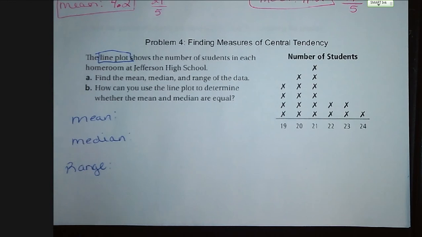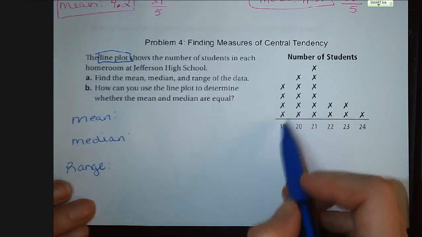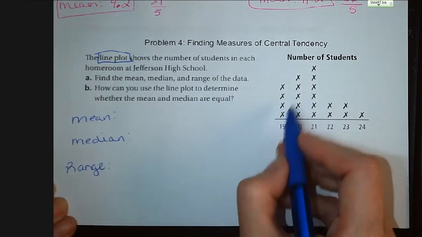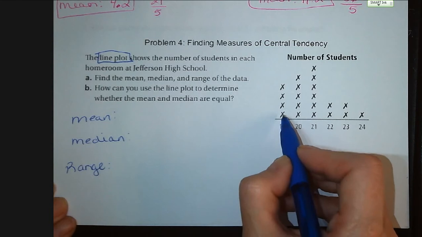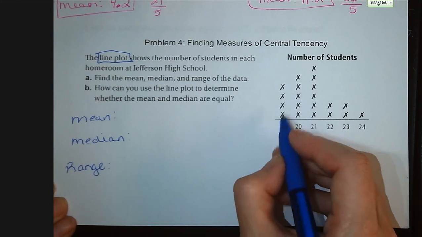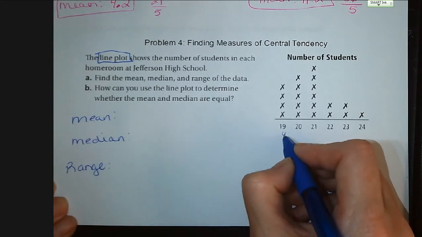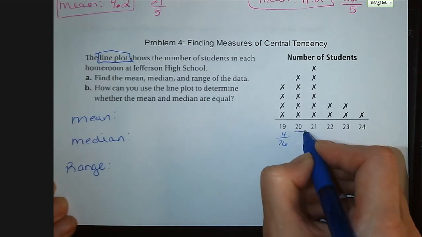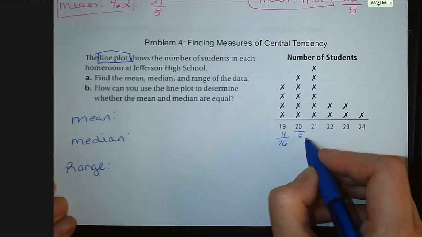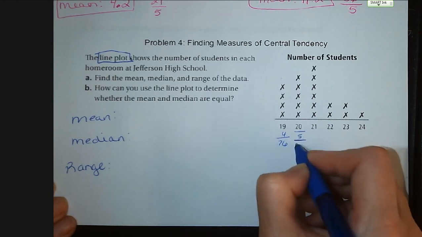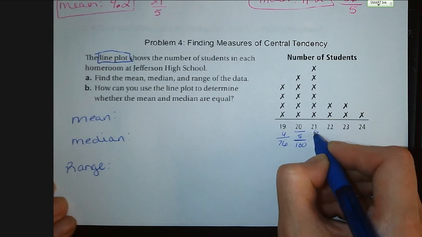So remember, each of those X's represents one classroom that has that number of students. So 19 students has 4 classrooms. When you multiply 4 times 19, you get 76. Multiply 20 times 5, and you get 100. 21 times 6 is 126.